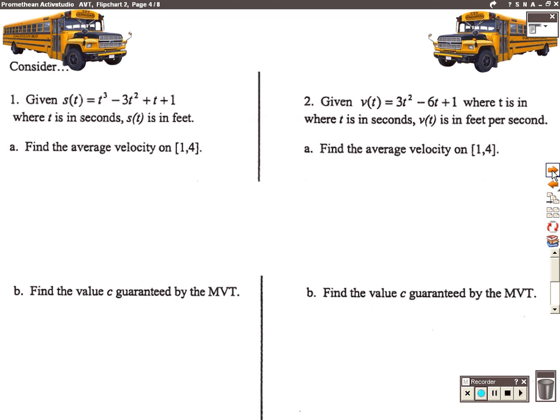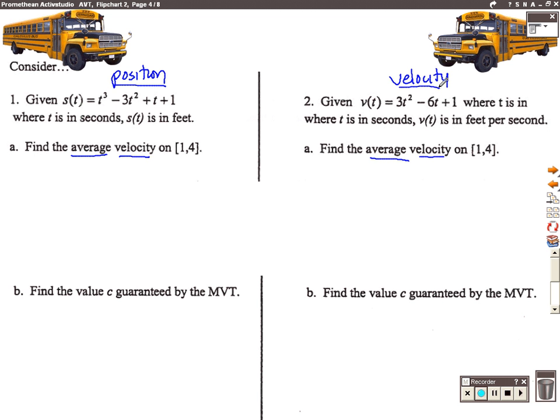We have 2 problems here, and in the first problem we're given a position function. Now this is very important to understand, what are we starting with, because if you look at the question in part A, they're asking us to accomplish exactly the same thing in both cases. Find average velocity. And over here I'm finding average velocity using the velocity function.